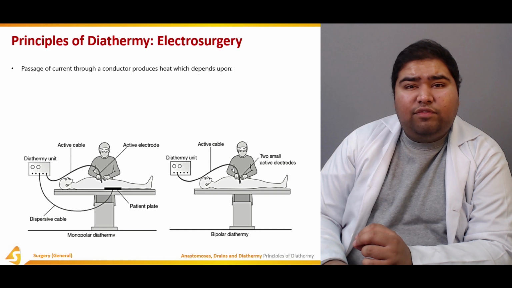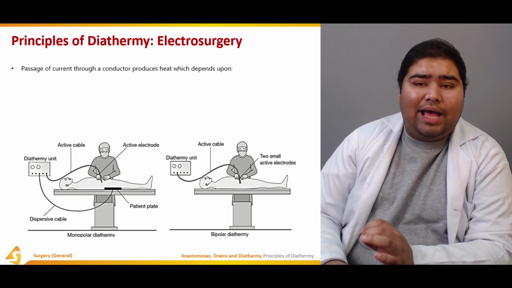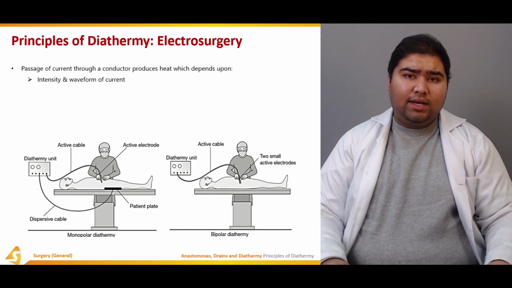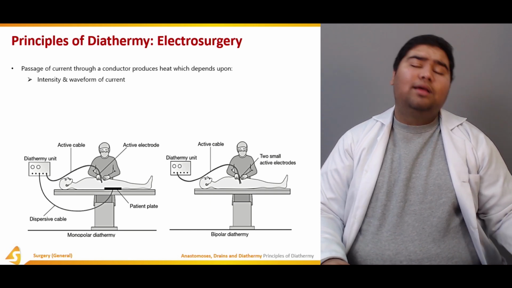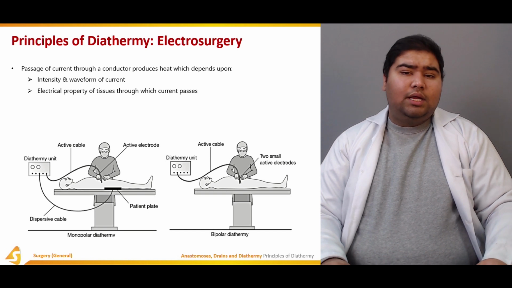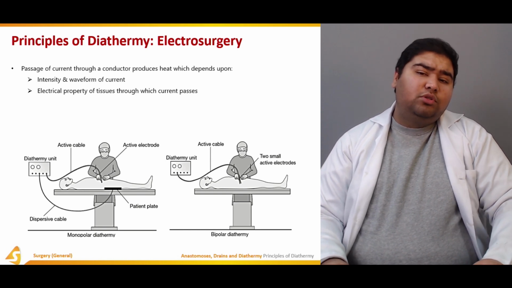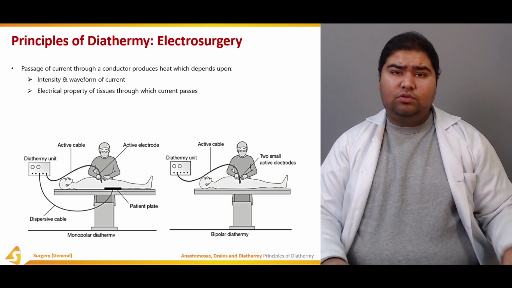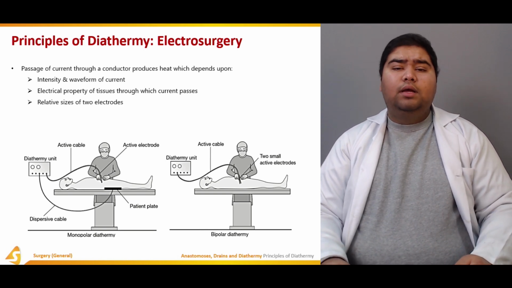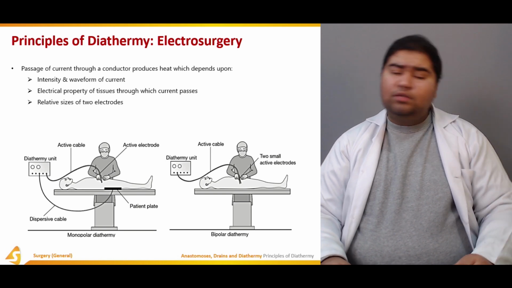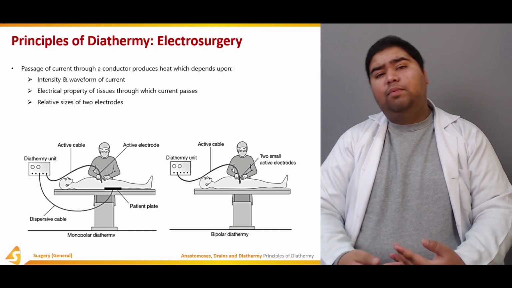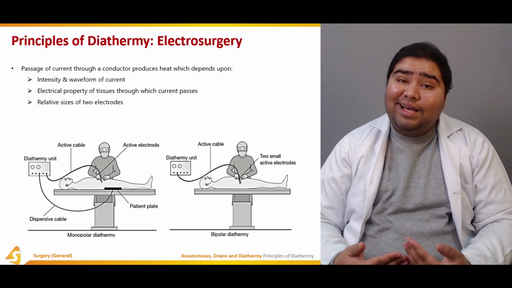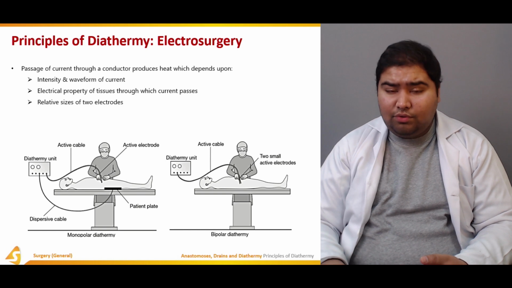Now this passage of current produces heat. And this production of heat depends upon the intensity and waveform of the current. That is, the greater the intensity, the greater the current produced. Now the electrical properties of the tissues through which the current is passing. Obviously these properties are relevant to the tissues, whatever type of tissue might be there. Now the relative size of the two electrodes, again a direct relationship. The greater the size difference, the greater the current that passes through them.